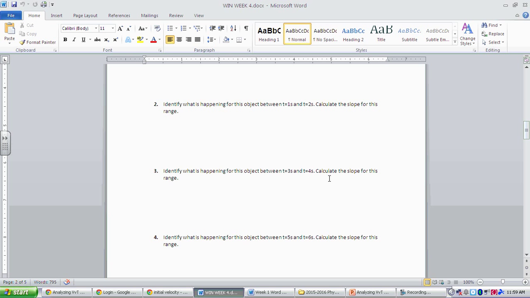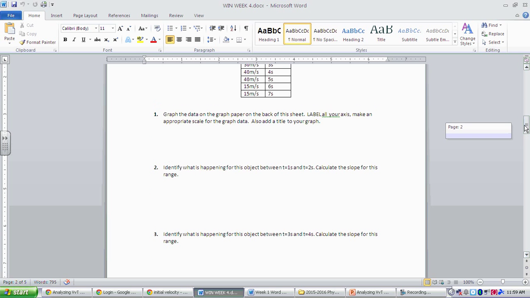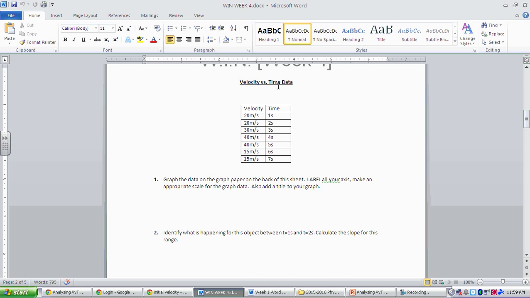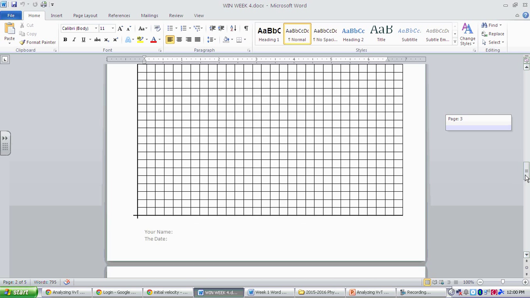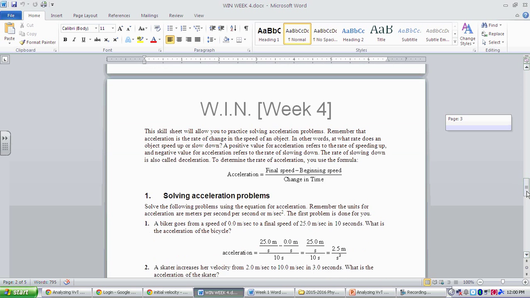And then we also need you to calculate the slope for this range. So whenever we're calculating the slope of a line for a velocity versus time graph, the slope of this line is going to be equal to our acceleration. So when you're getting the slope of a line on a velocity time graph, you're really trying to find the acceleration of that object during that time interval that it was moving. So you'll graph that here on the graph paper that's attached to your homework.